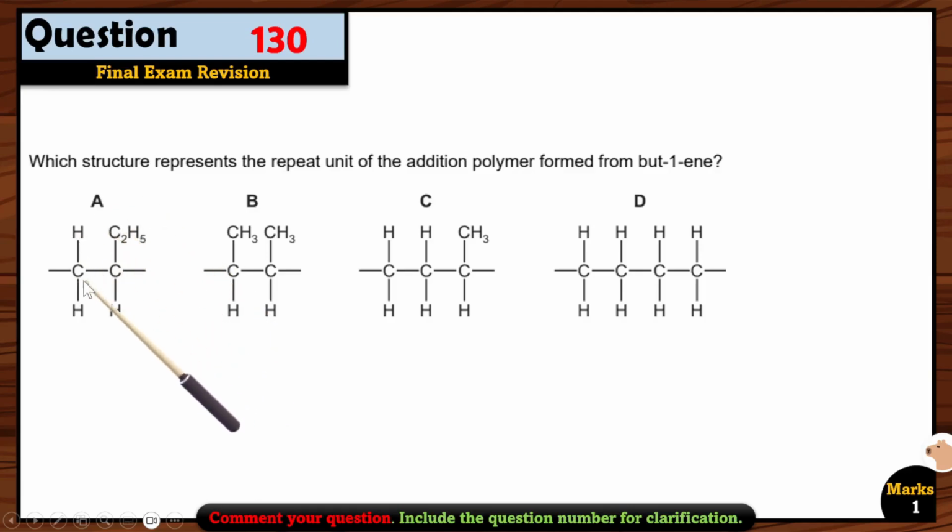Okay, so this is the first carbon, this is the second carbon, and the remaining carbons are on the side, represented as a side chain. So that's why option A is correct. Why not option B? Because if you just count from here, this is the first carbon, then second, then this is third. So it means the double bond is present between the second and third carbon. So that's why option B is not right, because this is but-1-ene, not but-2-ene. If it was but-2-ene, then option B would be the right one. But now option A is the correct option.